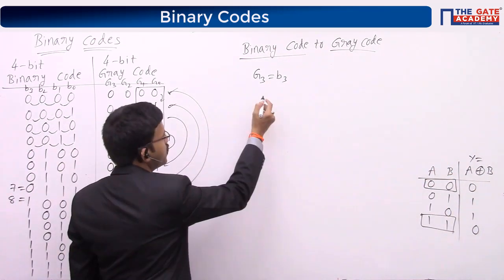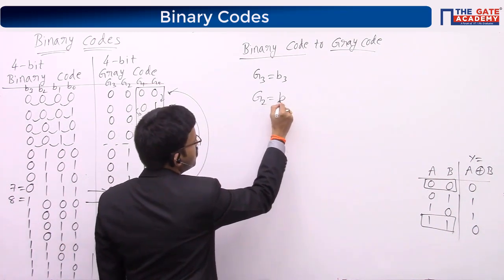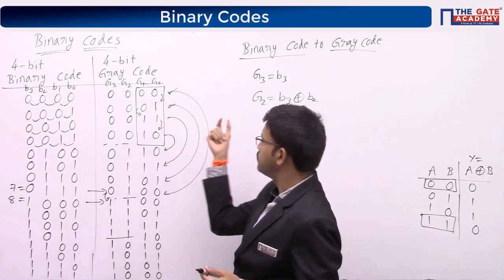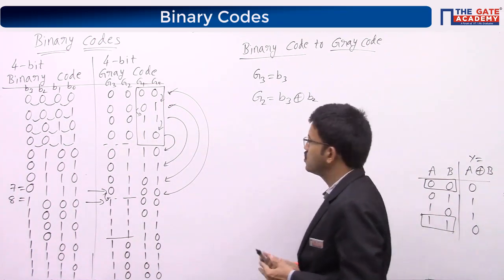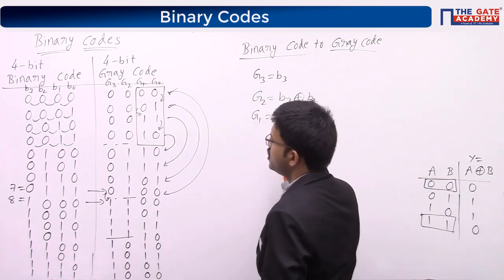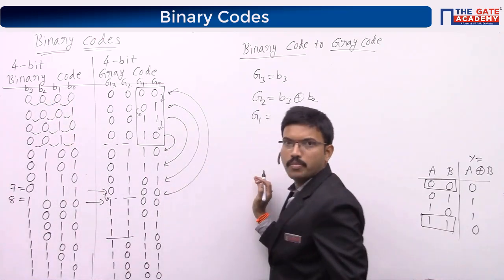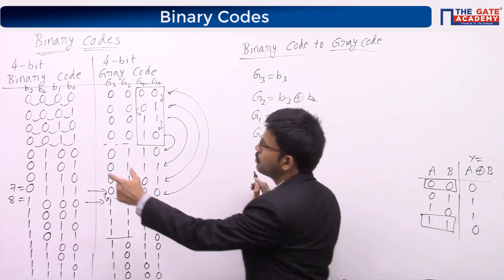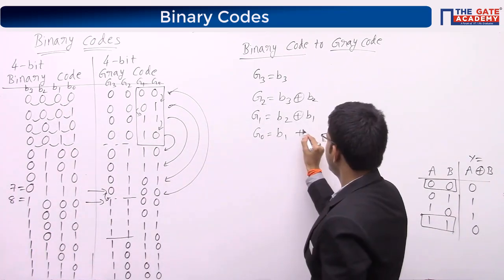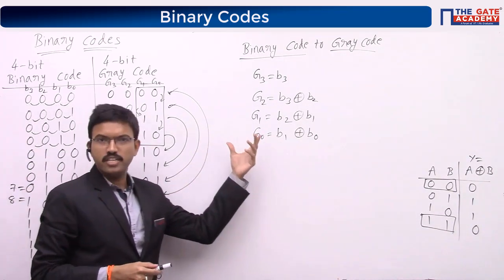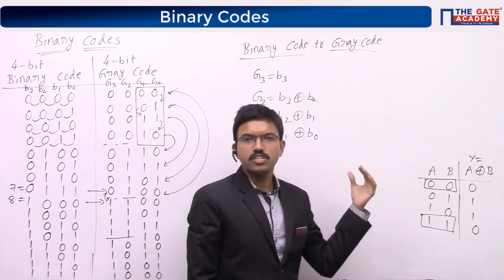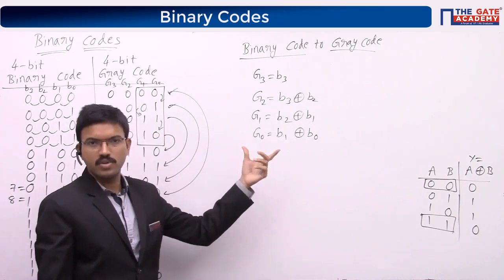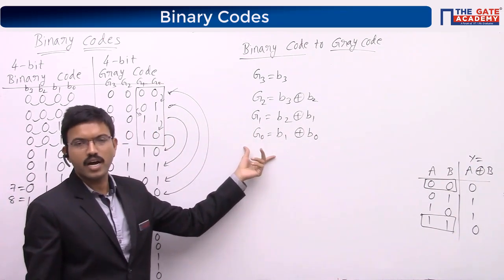So here I can write G2 equal to B3 XOR B2. I am comparing these 2 bits, I am getting G2 bit. So G2 equal to B3 XOR B2. Similarly you can write G1 equal to B2 XOR B1, and then G0 equal to B1 XOR B0. You don't need to remember any formula. I just wanted to convert gray code to binary code later. For that I require the formula. So that's why I am giving this another method.